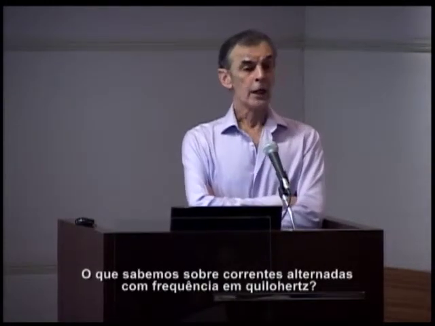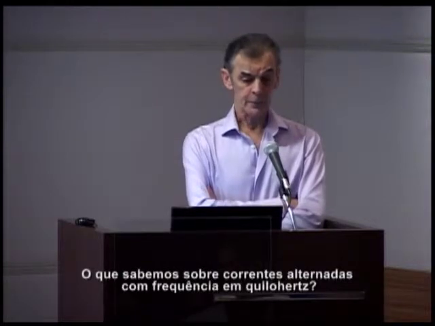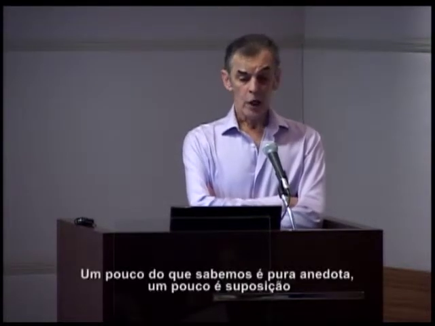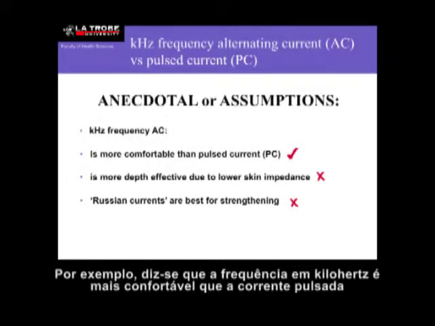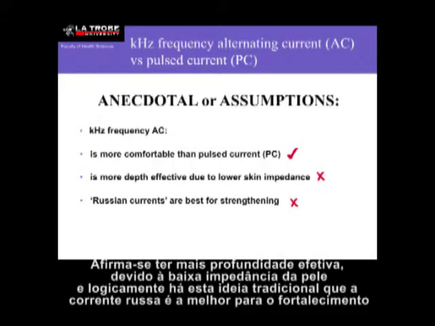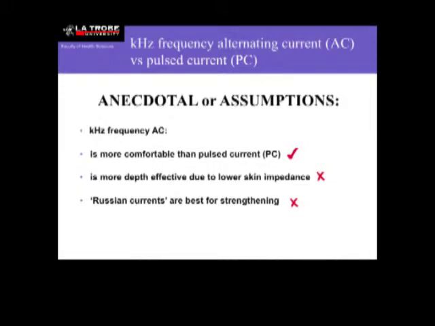So what do we know about kilohertz frequency alternating current? Some of what we know is purely anecdotal. Some of it is assumptions. For example, kilohertz frequency AC is claimed to be more comfortable than pulse current. It's claimed to be more depth effective due to a lower skin impedance. And of course, there's the traditional idea that Russian currents are best for strengthening.